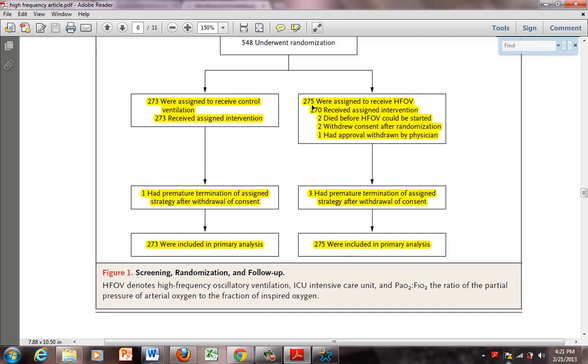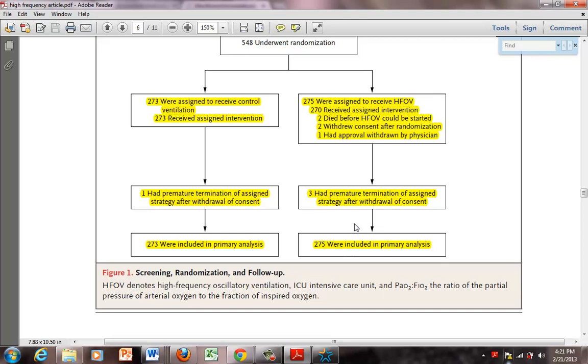So you can't just look down here and say 275 people started the study, 270 ended it, or 275 ended it. Look what they're telling you. They're telling you that we did use a number of 275 and 273 to do all our data. We did it on an intent to treat basis. It was intended that these people would receive conventional ventilation. It was intended that these people would receive high frequency ventilation.